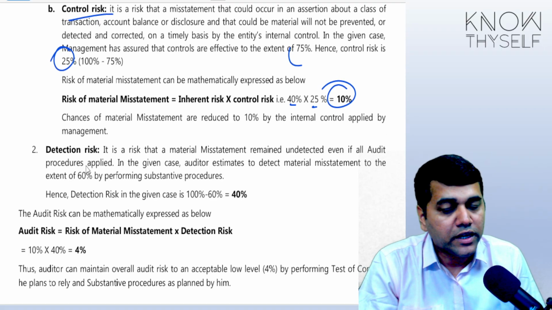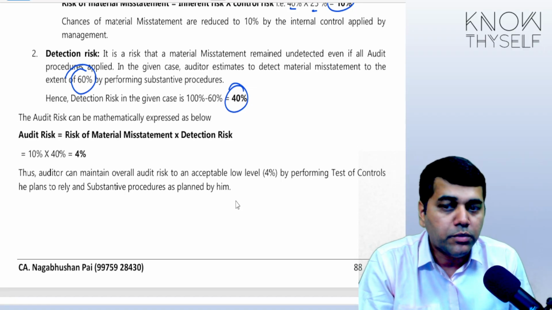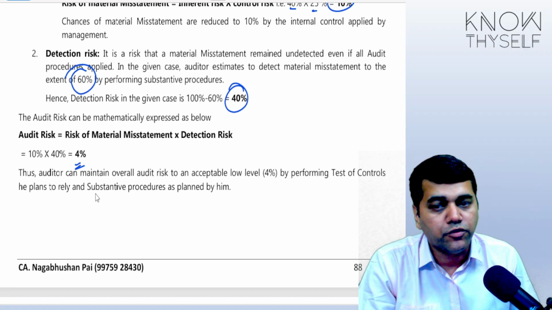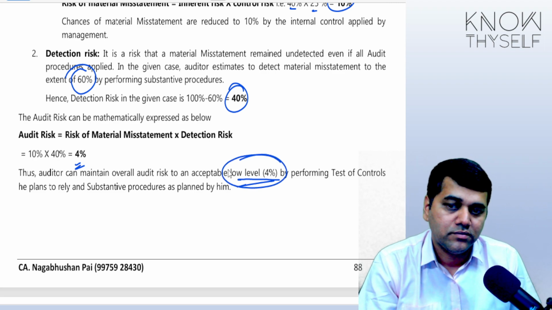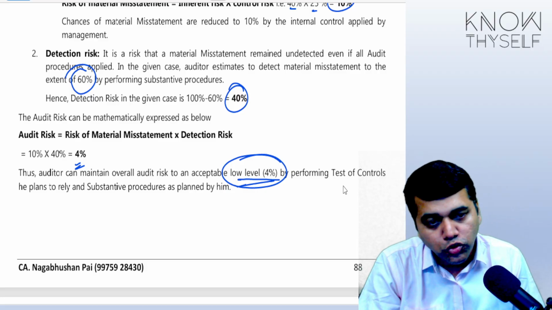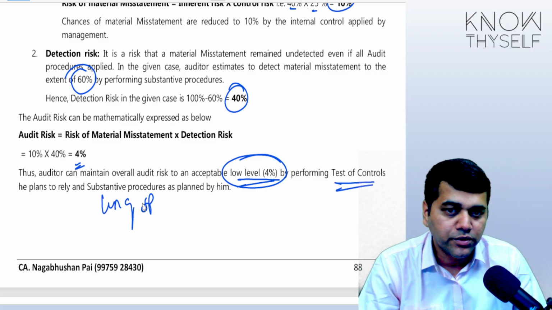Because you get only 60% assurance. That means 40% you will not be able to detect. And when you multiply 10% with 40%, you get 4%. Yes, we can say it is at a low level. So he will try to do more test of controls and less of substantive procedure. I hope you are clear, student.